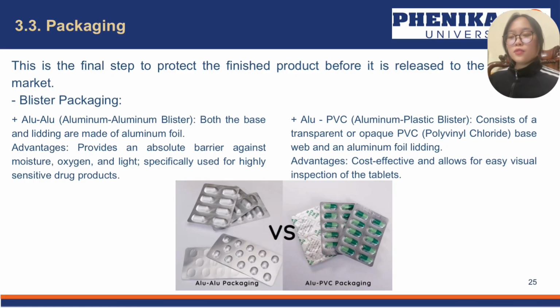Now we move on to the final step, called packaging, which protects the finished product before it reaches the market. For blister packaging, we have 2 common types. The first is the aluminum blister. As you can see, both the base and lid are aluminum. This provides an absolute barrier against moisture, oxygen, and light, making it ideal for highly sensitive drugs.